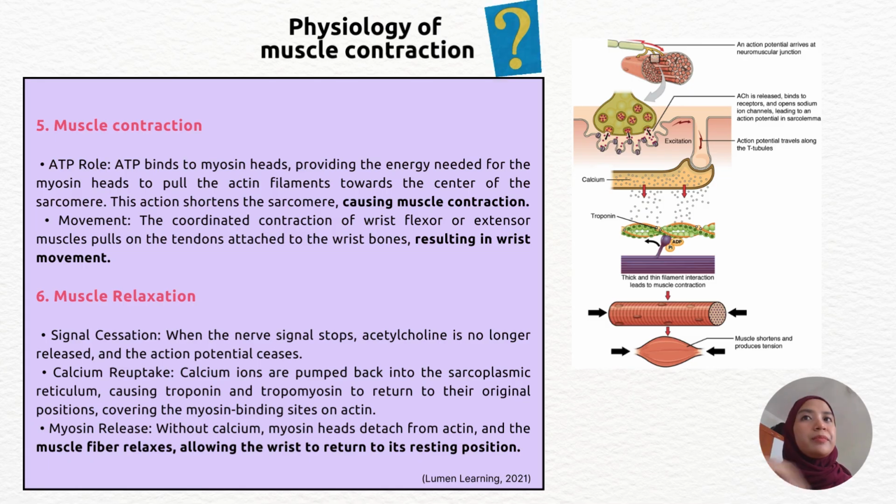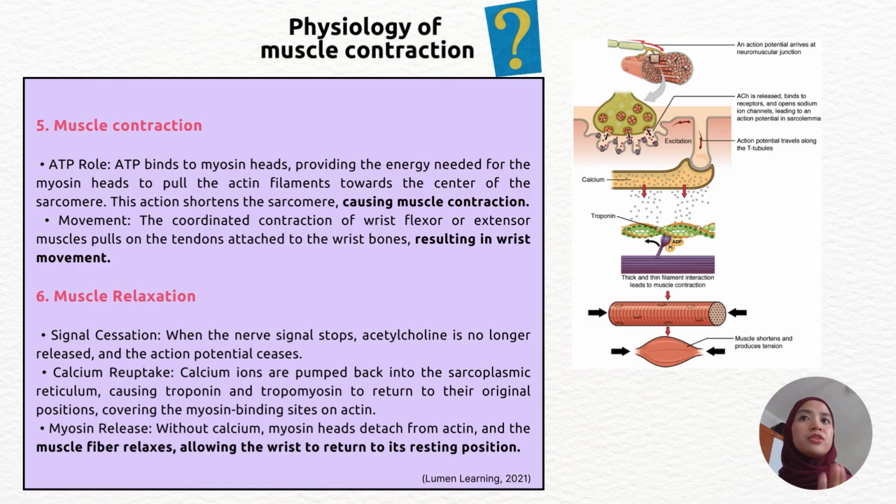It begins when the ATP binds with myosin heads in order to provide the energy for the myosin head so that myosin can pull the actin filaments toward the center of the sarcomere. This action will shorten the sarcomere, which will end up causing the muscle contraction. The coordinated contraction of the wrist flexor or extensor muscles will pull on the tendons that attach to the wrist bone, resulting in wrist movement.